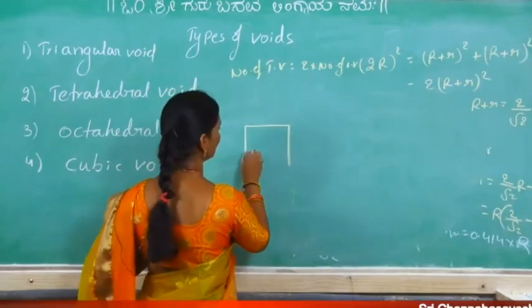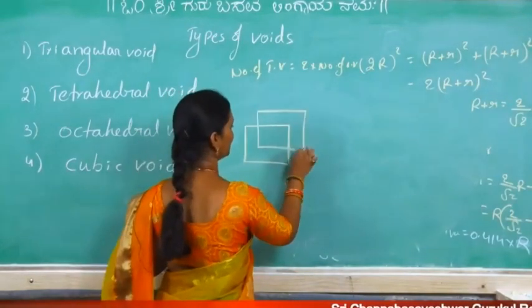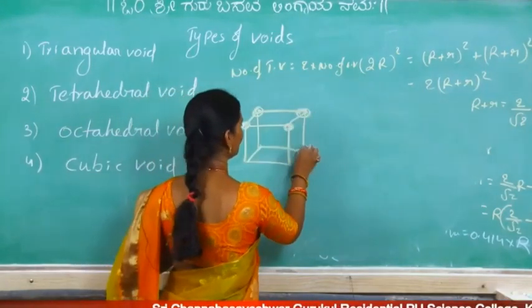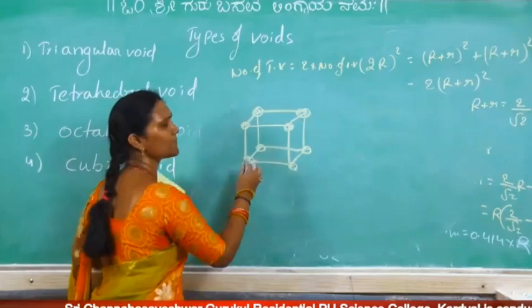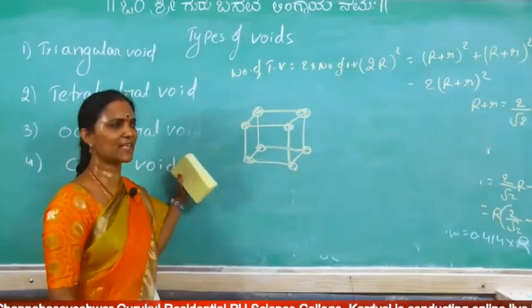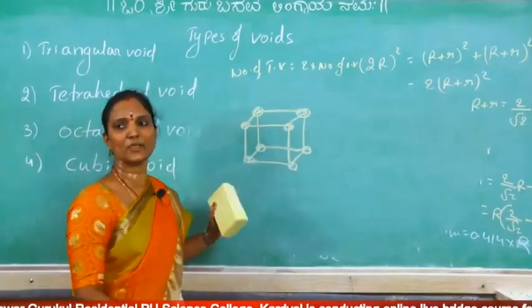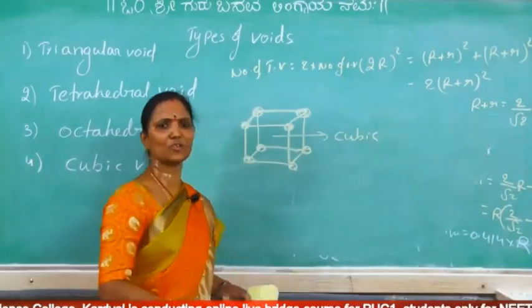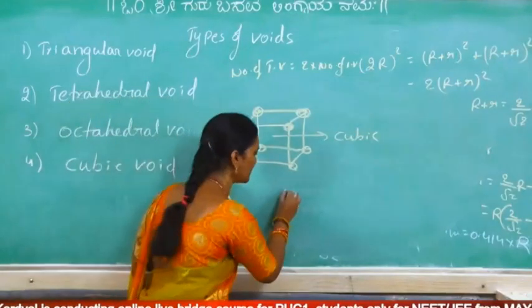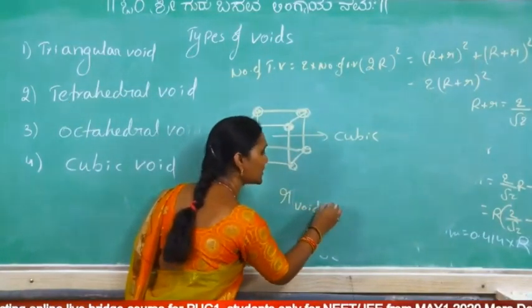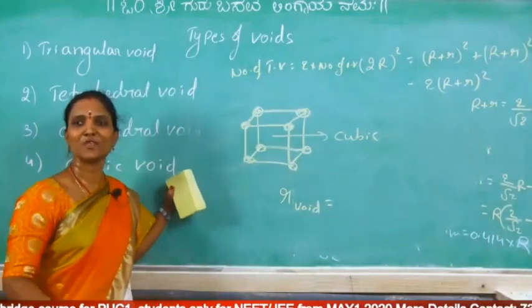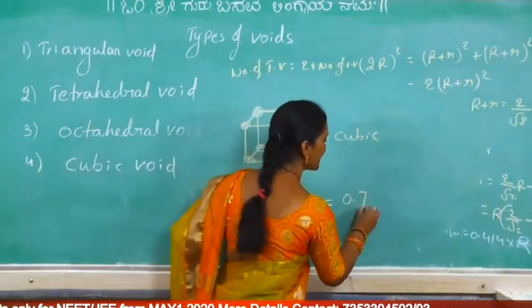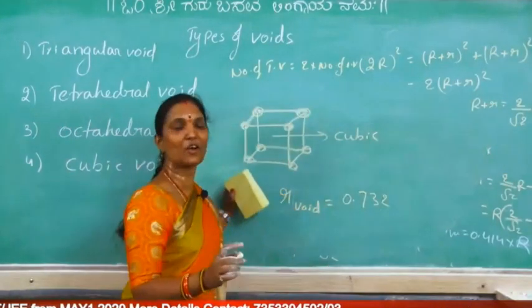Cubic void. Cube, corners. Like this, nothing but a primitive unit cell arranged like this, the middle empty space we get is the cubic void. Cubic void is not common in close packings. The radius of this void is equal to, now what can we get? 0.414 is completed. Now the answer is 0.732.